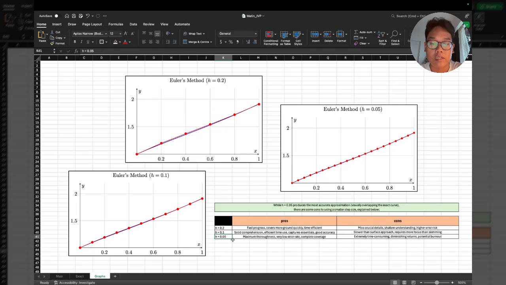And lastly, when your h is 0.05, you get maximum thoroughness, very low error rate, and complete coverage. However, it is extremely time consuming. It has diminishing returns and potential burnout.